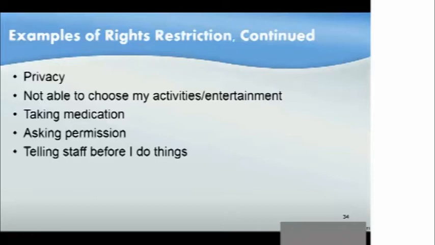Or telling staff before I do things. For example, I'm going outside. I'm going to take a shower. Having to tell staff before I do things is a rights restriction.